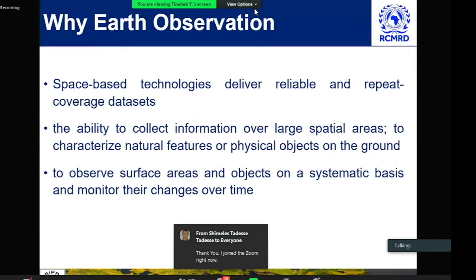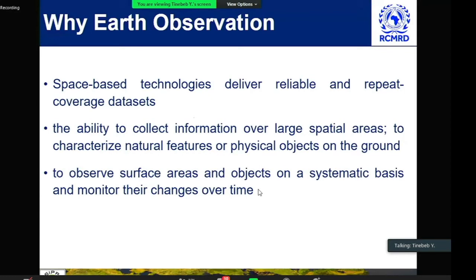So we've seen here why we are currently using Earth observation data, because it is a space-based technology that delivers reliable and repeated coverage of data sets. For example, Landsat started back in 1971 or 72 and releases data every 16 days. And the data is reliable without discontinuation, and it has repeated coverage that is freely accessible throughout our Earth.